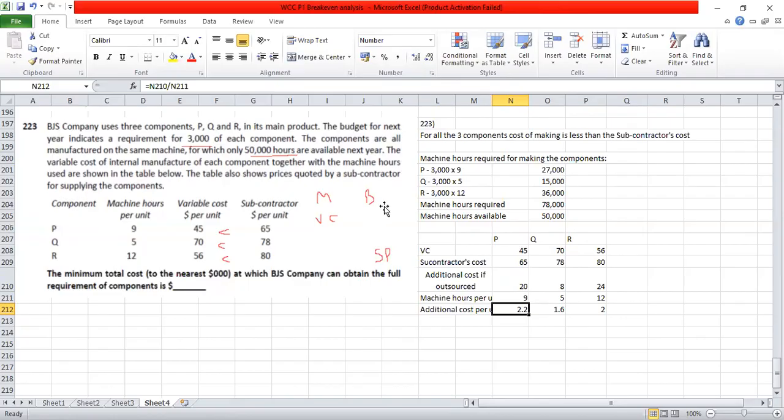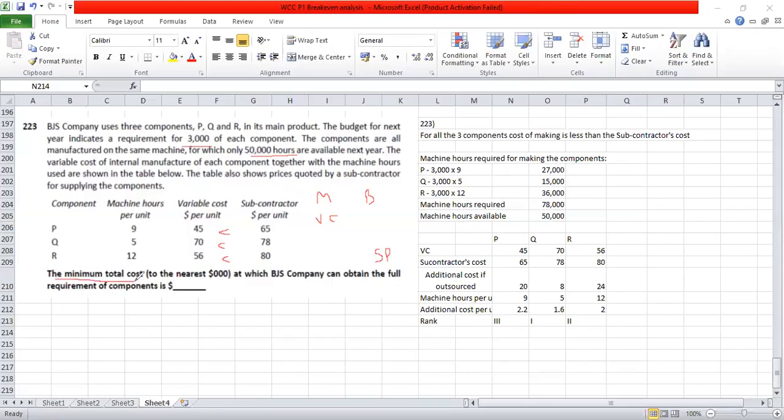If we are to rank them, the least costly one is this one. So if outsourcing has to be taken up, the least costly one will be Q. Then R will be second. The last preference will be given to P, because it requires an additional cost per machine hour to the extent of 2.2. That's the highest. But the objective here for us in this question is to minimize the total cost.